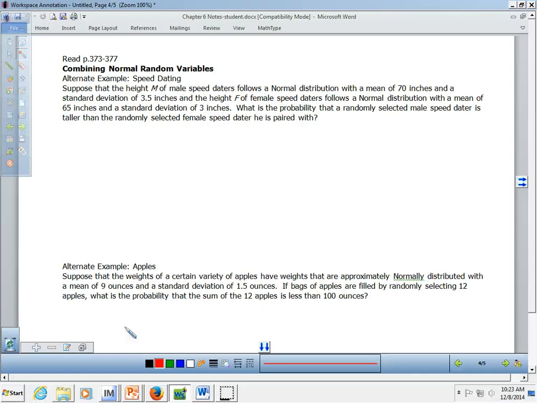Never mind about speed dating. If you don't know what speed dating is, you can always watch the movie Hitch or 40-Year-Old Virgin, and you'll see an example of both. Okay?